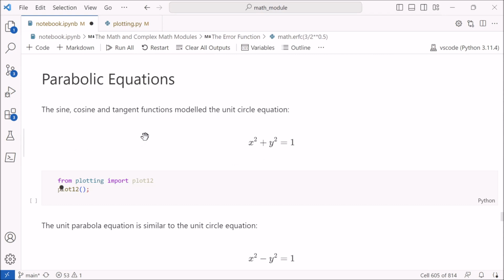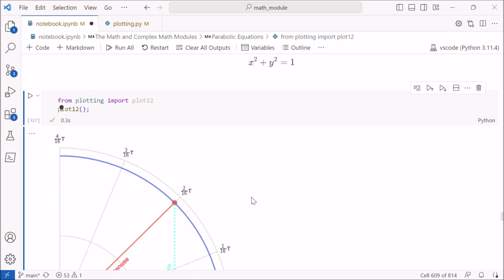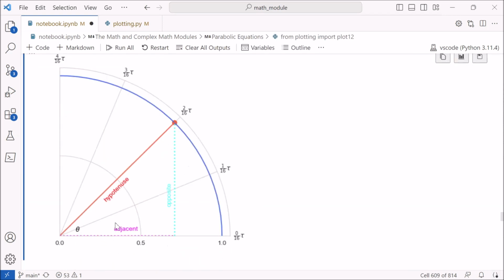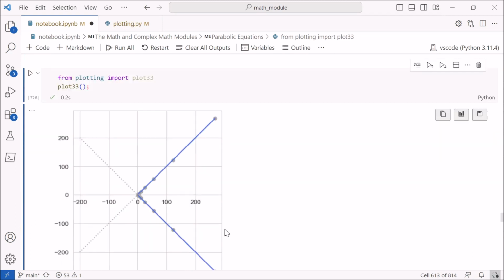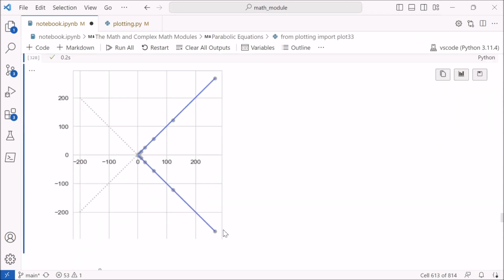So the sine, cos, and tan functions modeled the unit circle equation. And recall, this basically looked like this, and you created this right angle triangle with angle theta, an opposite, adjacent, and a hypotenuse. So the unit parabola is similar to the circle equation. Notice, however, the sign is negative here. So if we have a look at this plot, it's going to look something like this.